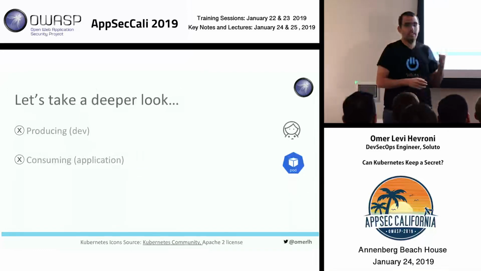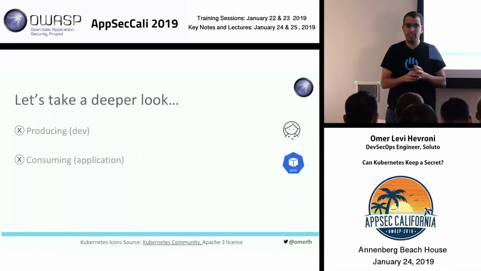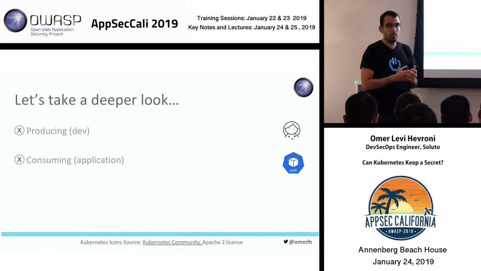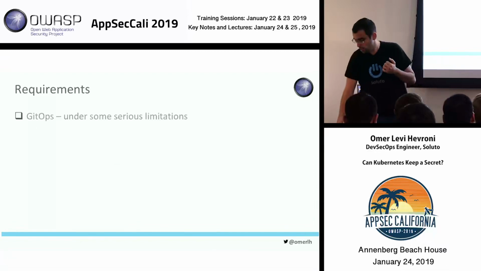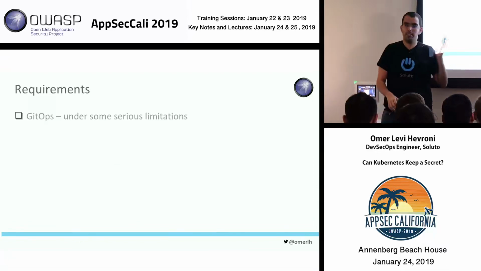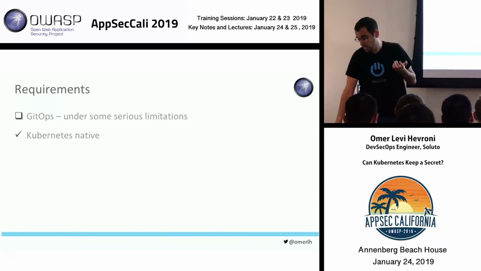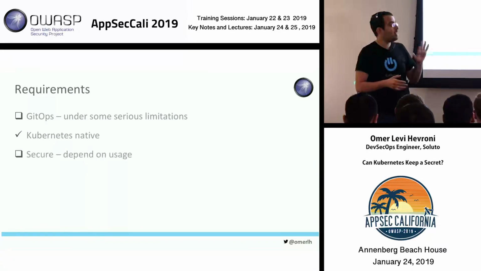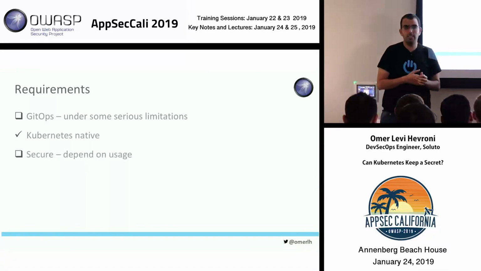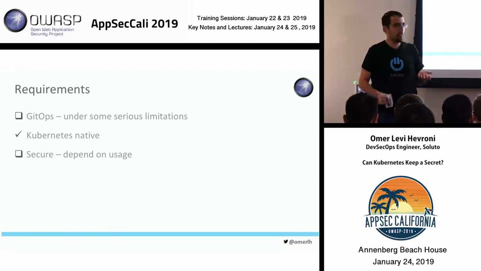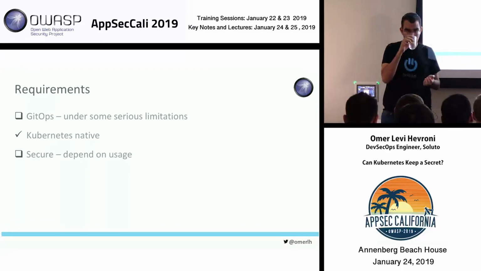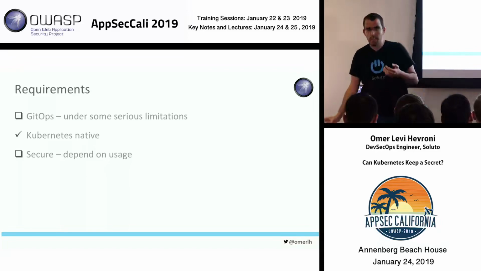So at that point, we understand that secrets is not really good, not something we can use. Not from the producing side and not from the consuming side. And if we go back to the requirement, we saw that GitOps is not that simple. It's Kubernetes native, of course, and secure also depends on how you use it. So I understand we need to keep looking and try to find better solutions than Kubernetes secrets, and look for existing solutions out there.